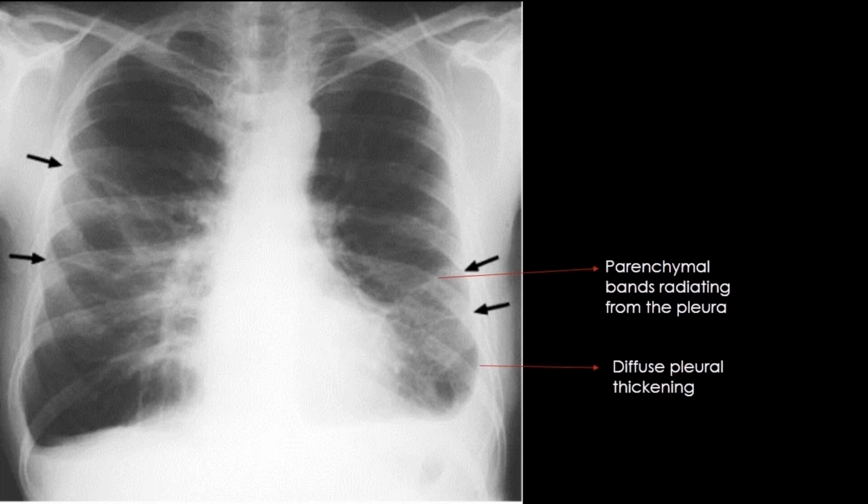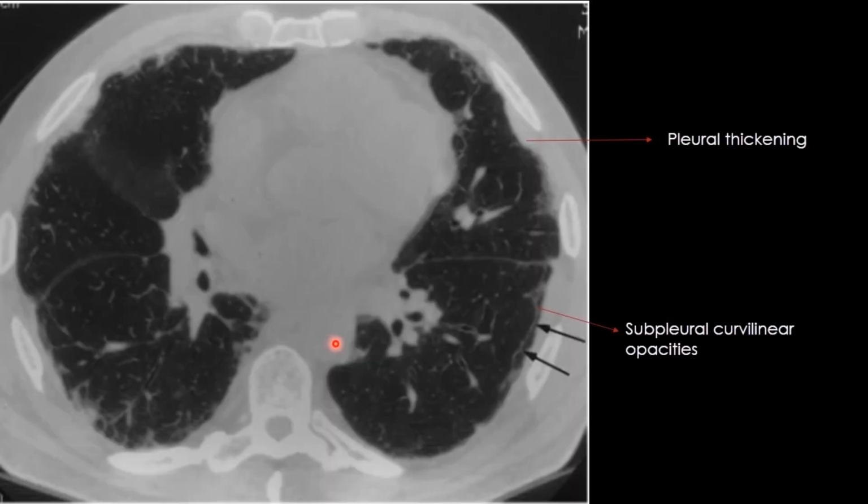This is a chest X-ray PA view in a patient with asbestos exposure, where you can find linear opacities extending from the pleura into the parenchyma of the lung, together with blunting of the left CP angle. These are the parenchymal bands. Axial CT in the lung window shows pleural thickening along the lateral aspect, together with subpleural curvilinear opacities in the lungs.